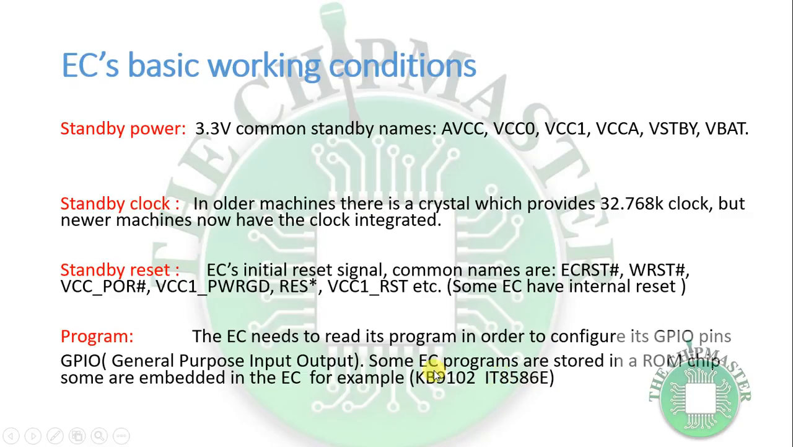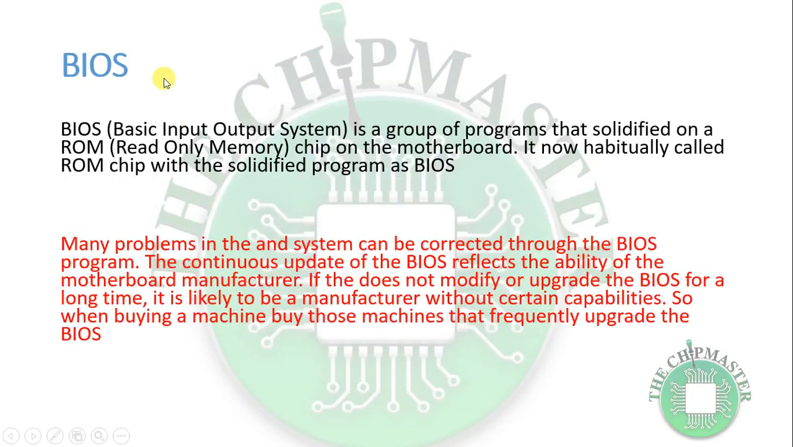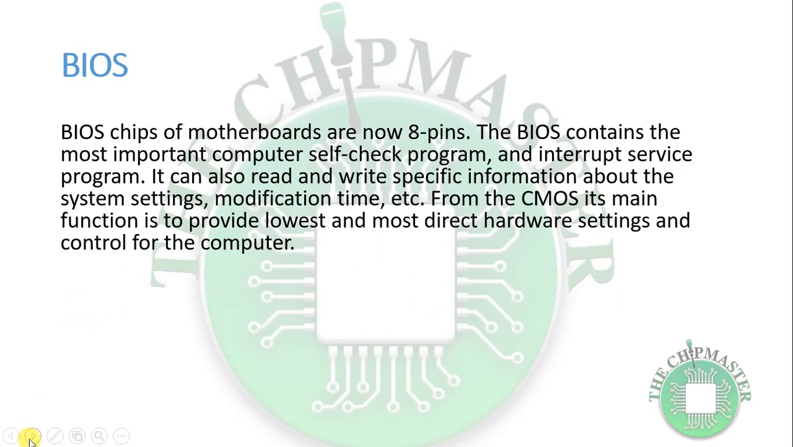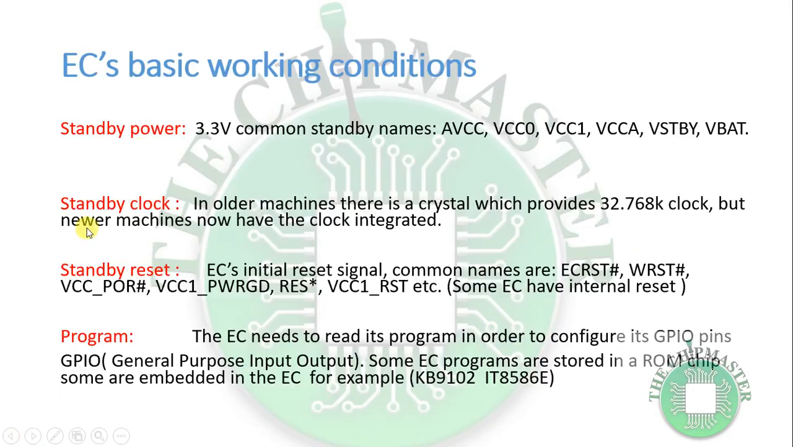And as you know, these programs are very important for the EC to configure the GPIO pins. Okay, and these are the main basic working conditions of the EC, right? Supply, clock, reset, and program, right? So as I said before, if the program is corrupted, then you cannot turn on the machine. It's in a dead state because the EC doesn't know what to do.